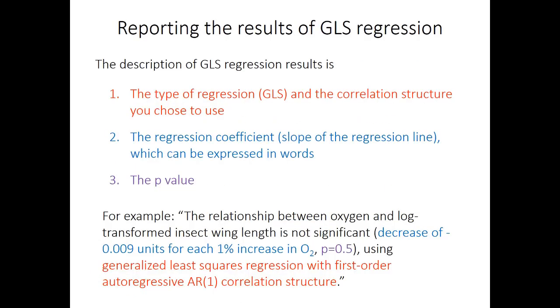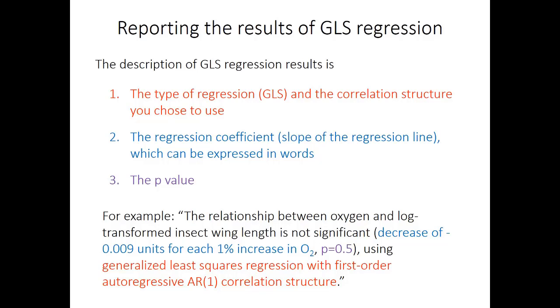So when reporting your results, you should note that you used generalized least squares regression. And also you should state what correlation structure you used. You may want to justify why you chose that one over some of the other ones that could be possible. Give the AIC values if you did that. Discuss the autocorrelation plot. Typically you would not include this in a paper, but it depends on how difficult it was to choose the correlation structure.